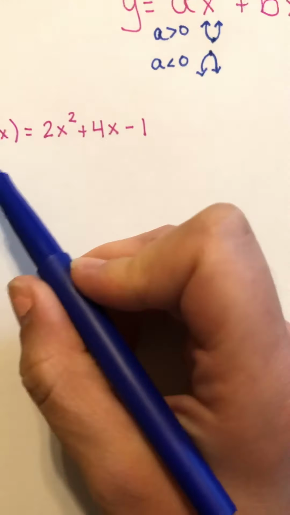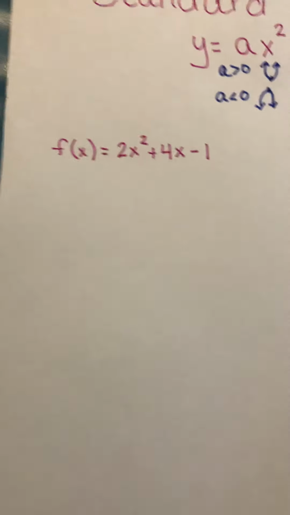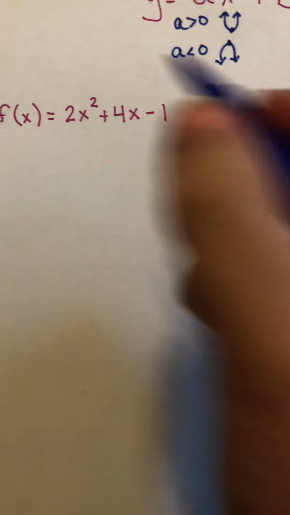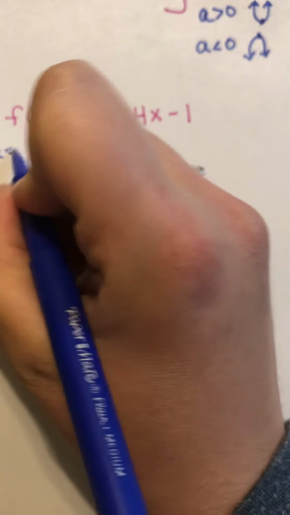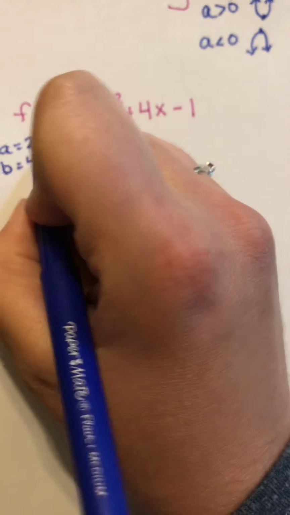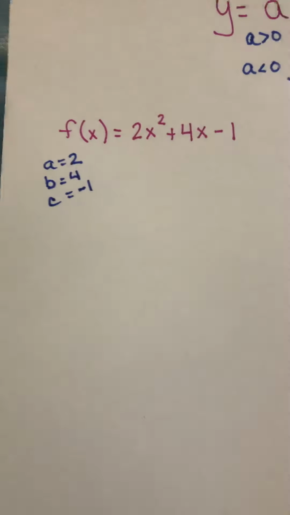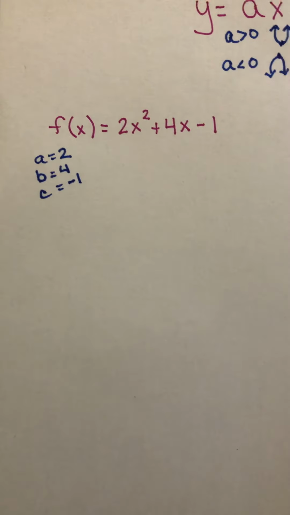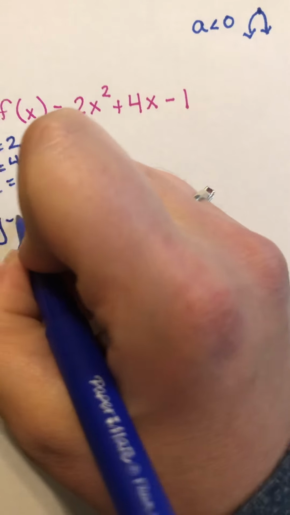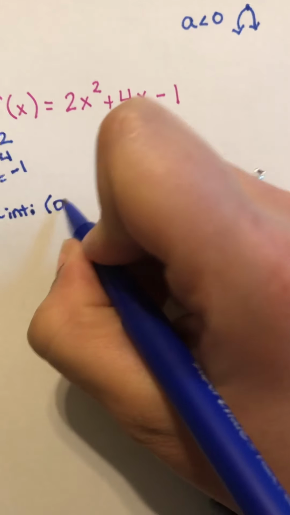So given the equation f of x equals 2x squared plus 4x minus 1, it's good to label what a, b, and c are first before you use them to find the key features. So a would be 2, b is positive 4, c is negative 1. Now we can automatically find our y-intercept from the c value. So our y-intercept is going to be at the point 0, negative 1.